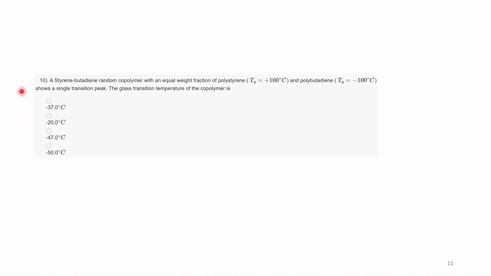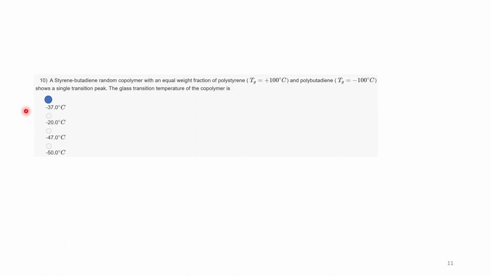Next question is numerical. Here a styrene butadiene random copolymer with an equal weight fraction of polystyrene, which has a glass transition temperature of 100 degrees Celsius, and polybutadiene, which has a glass transition temperature of -100 degrees Celsius, shows a single transition peak. The glass transition of the copolymer is, your options are -37 degrees Celsius, -20 degrees Celsius, -47 degrees Celsius or -50 degrees Celsius. Answer will be -37 degrees Celsius.